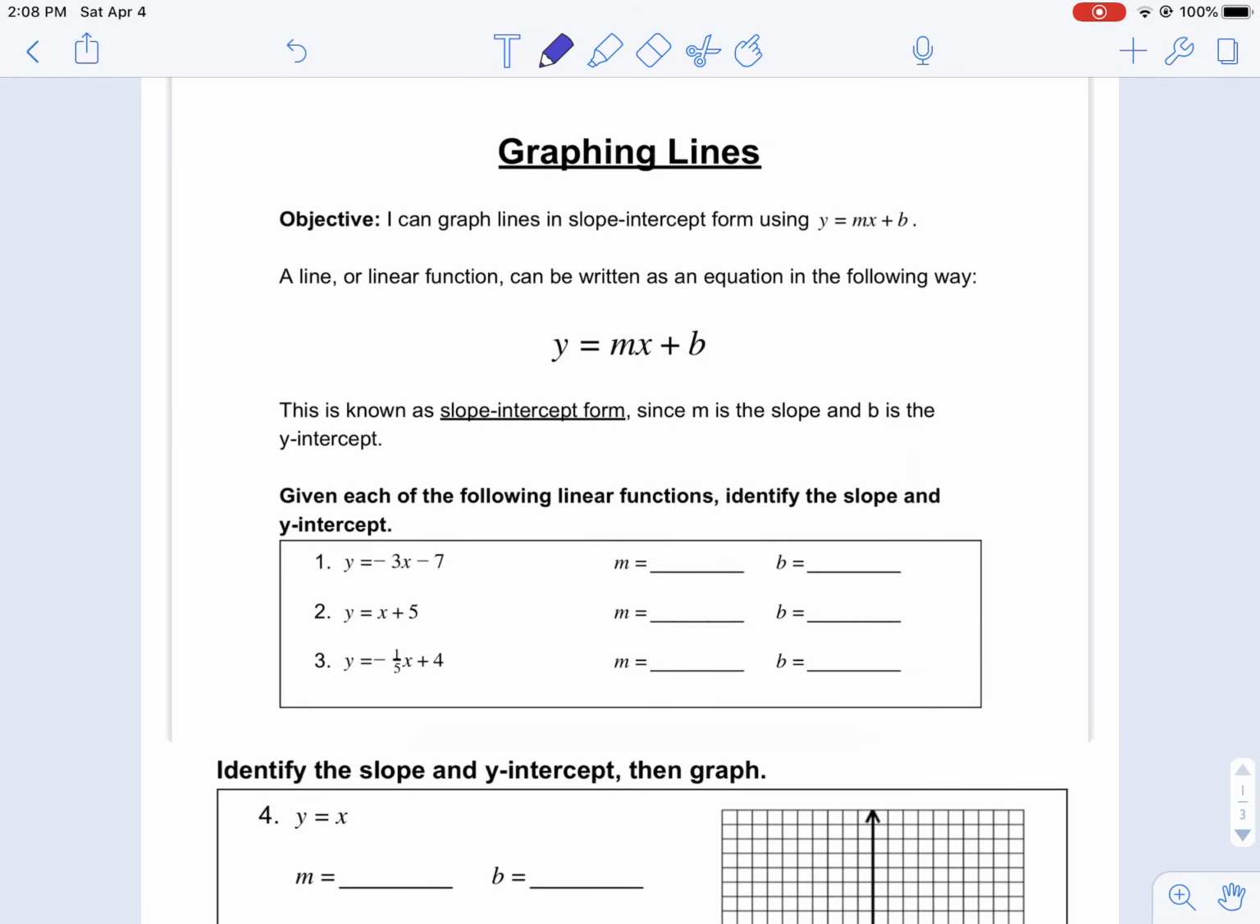This video covers graphing lines. It's just how to graph when given y equals mx plus b, so when given it in slope-intercept form. And this is for week 3, task 1.